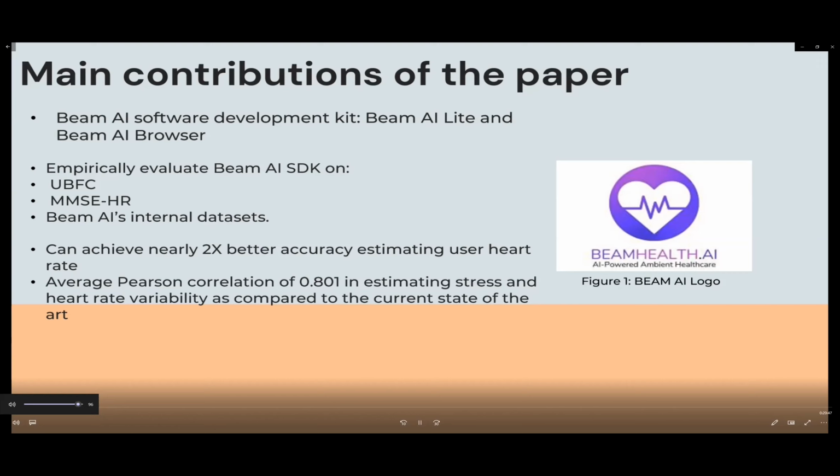And along with this software development kit, the authors then empirically evaluated this on two benchmarks, the UBFC and the MMSEHR, as well as on their own internal datasets. And after doing these empirical evaluations, it is shown that the Beam AI SDK can achieve nearly twice as good accuracy when estimating heart rate compared to the norms right now, even the Apple Watch. And it also has an average Pearson correlation of 0.801 in estimating stress and heart rate variability compared to the state of the art, which includes the Fitbit, the Apple Watch, as well as other more specific estimators.